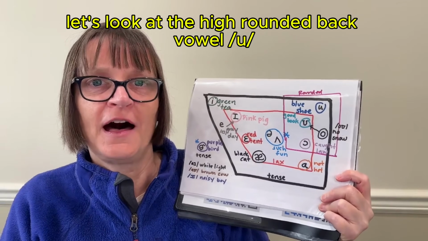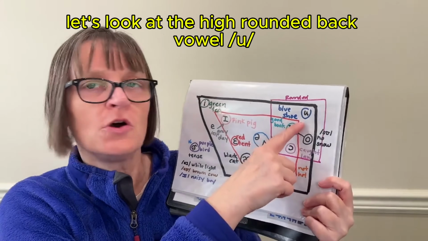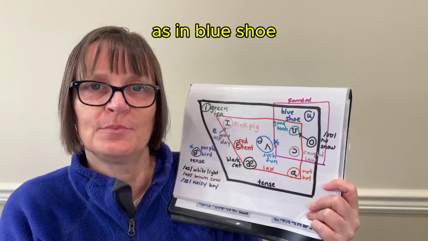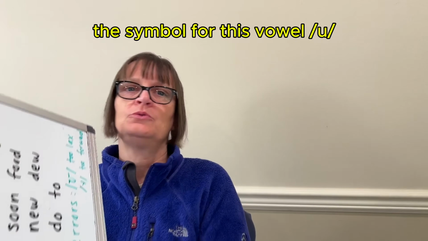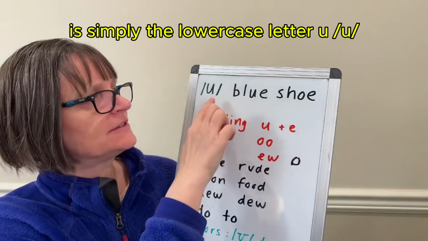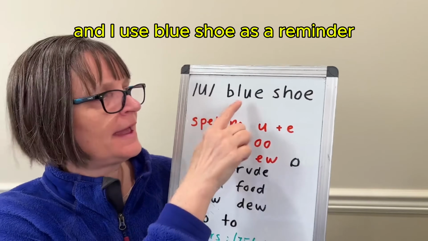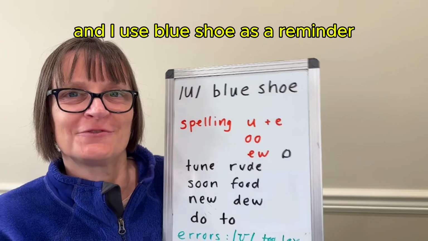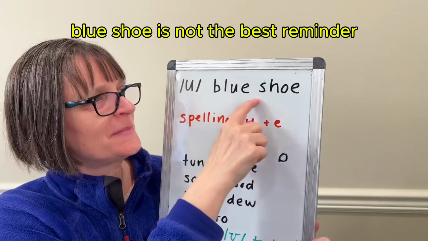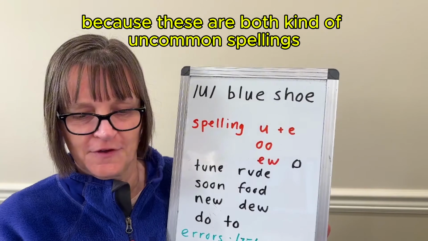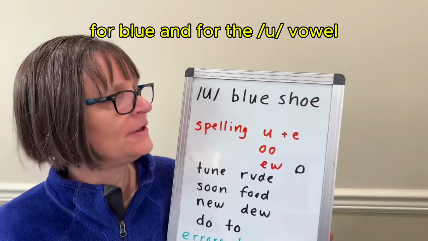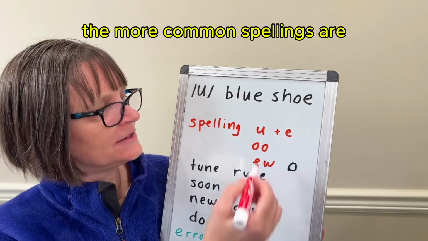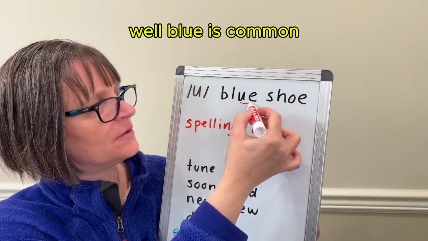Let's look at the high rounded back vowel oo, as in blue shoe. The symbol for this vowel oo is simply the lowercase letter u, and I use blue shoe as a reminder. Blue shoe is not the best reminder because these are both kind of uncommon spellings for blue and for the oo vowel. The more common spellings are, well, blue is common.